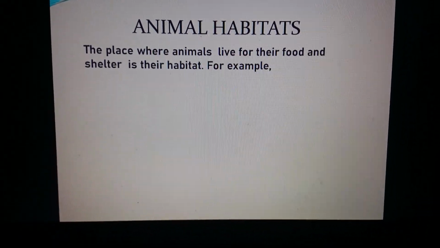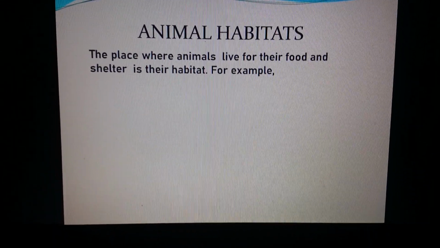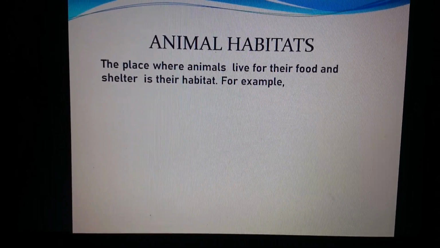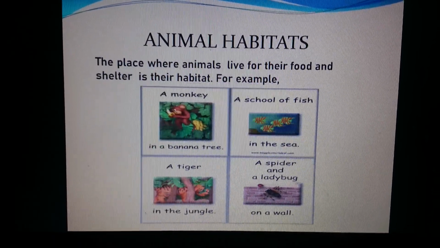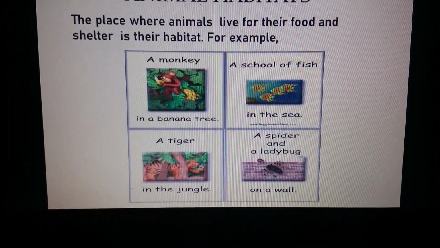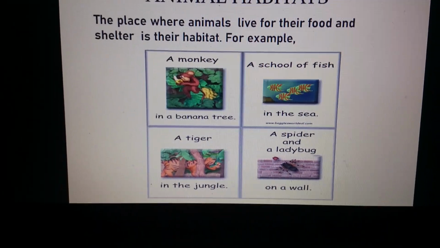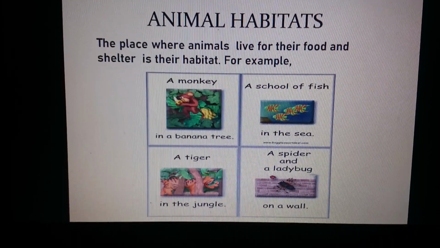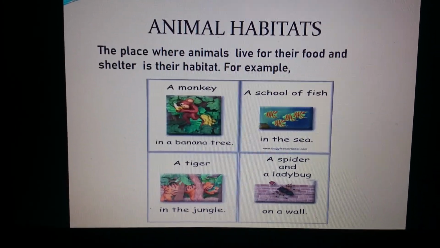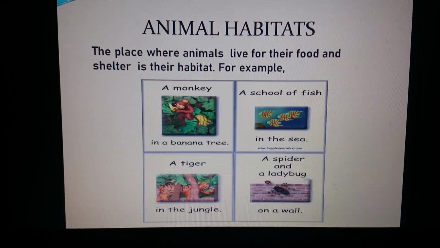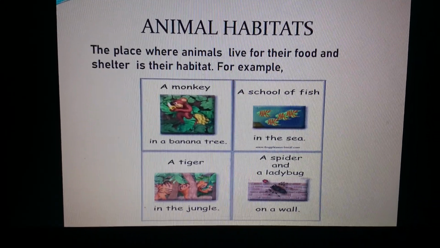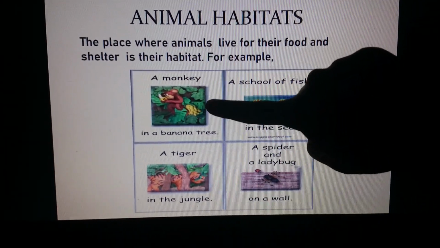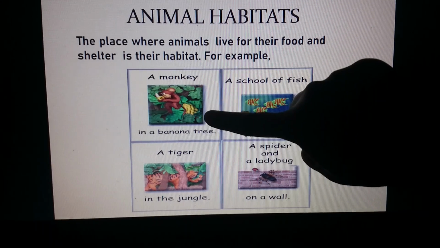Next, we move on to the animal habitat. The place where animals live for their food and shelter is their habitat. For example, a monkey in a banana tree, a school of fish in the sea, a tiger in the jungle, a spider and a ladybug on a wall. So, if you can see a monkey, its habitat is a banana tree.